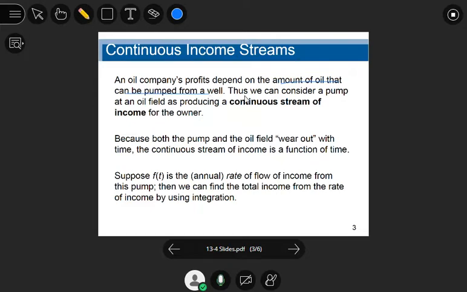Thus we can consider a pump of an oil field as producing a continuous stream of income. So we consider this pumping process as a continuous stream of income. To denote this continuous stream of income, we use a function f(t). It's the annual rate of income from this pump. This function f(t) is very important. For our future process we use this function f(t). It is called the annual rate of income from the pump.